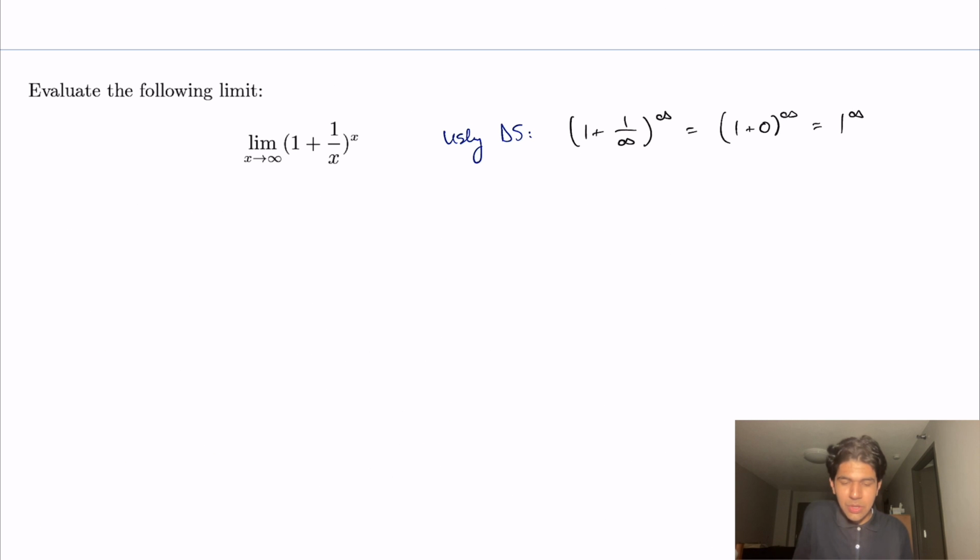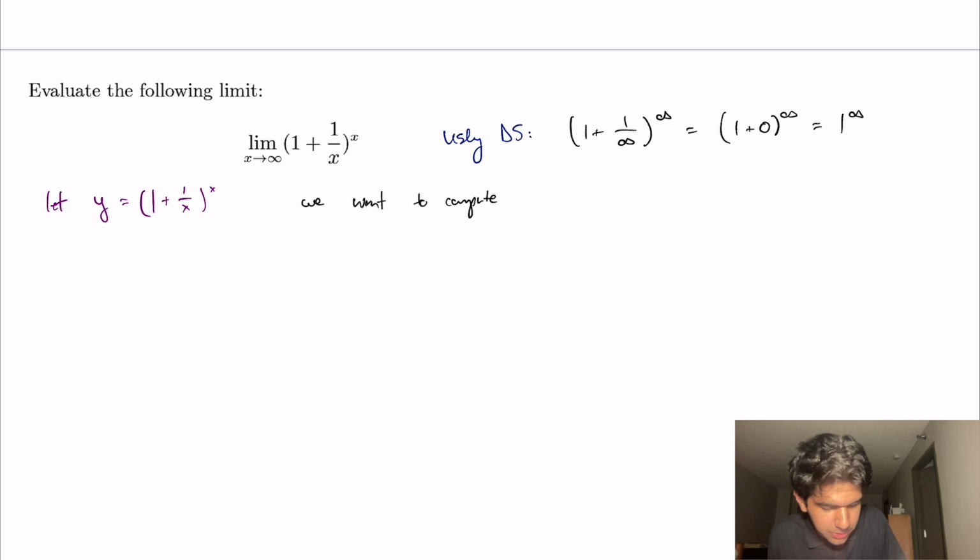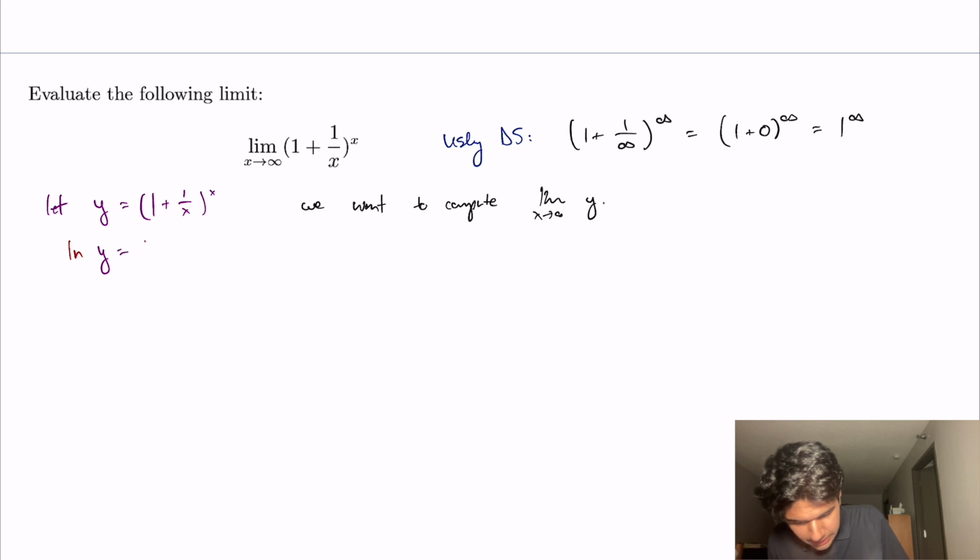Okay, so what do we mean by that? Let's say that we set y, let y equal (1 plus 1 over x) to the x. Then we want to compute the limit as x approaches infinity of y. Okay, that's fine. But how about we take the natural log of both sides as the tip suggested? So that means the ln of y is going to be equal to the natural log of the right-hand side.